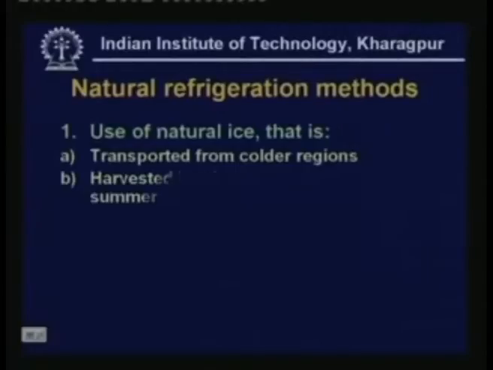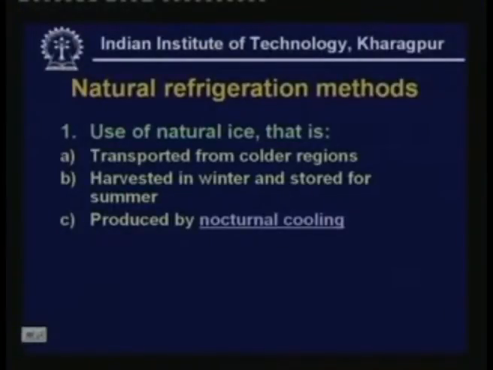Then the second method is to harvest the ice in winter and store it for use in summer. There are several countries where the winters are very harsh, so lakes and rivers freeze in winter, and you cut the ice blocks, store them in ice houses and use them in summer. This is the second popular method. And the third method is production of ice using nocturnal cooling. This is the method which has been used for centuries in countries like India and the Middle East. So now let us look at the principle of nocturnal cooling.